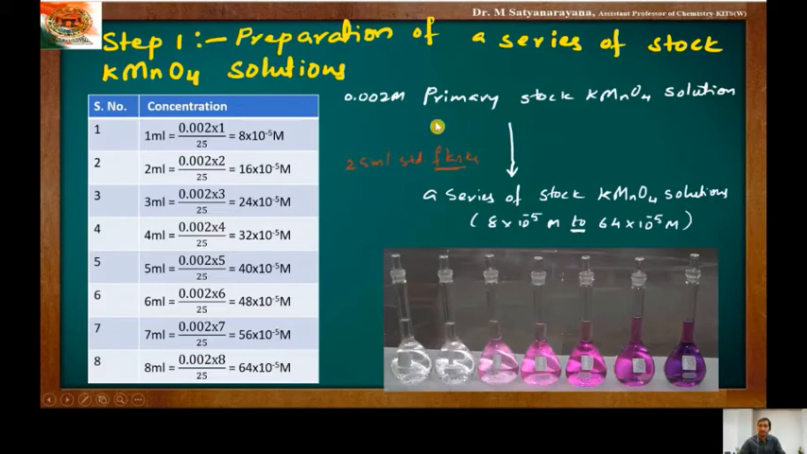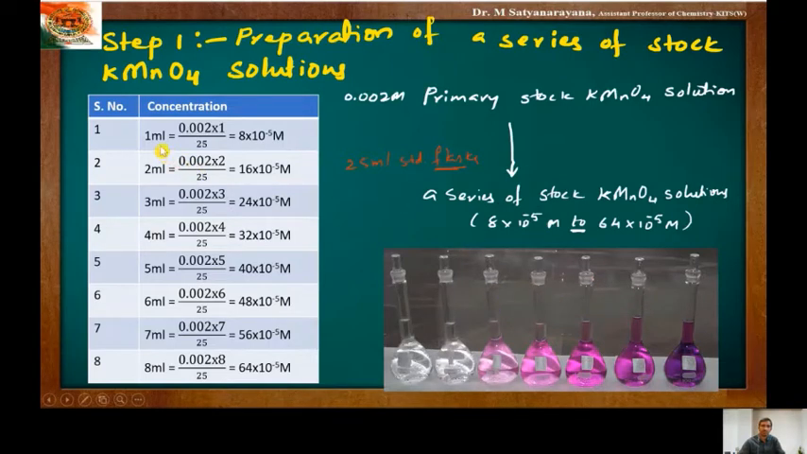of KMnO4, like 1 ml, 2 ml, 3 ml, 4 ml, 5 ml, 6 ml, 7 ml, 8 ml. Like that, in each flask we'll take different amounts, and we'll make up the standard flask up to the mark with distilled water, so that each flask has a different concentration.